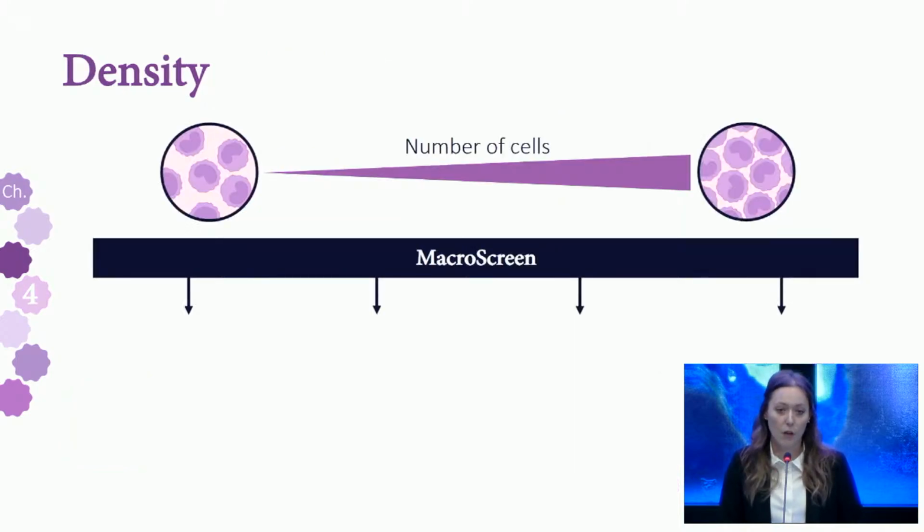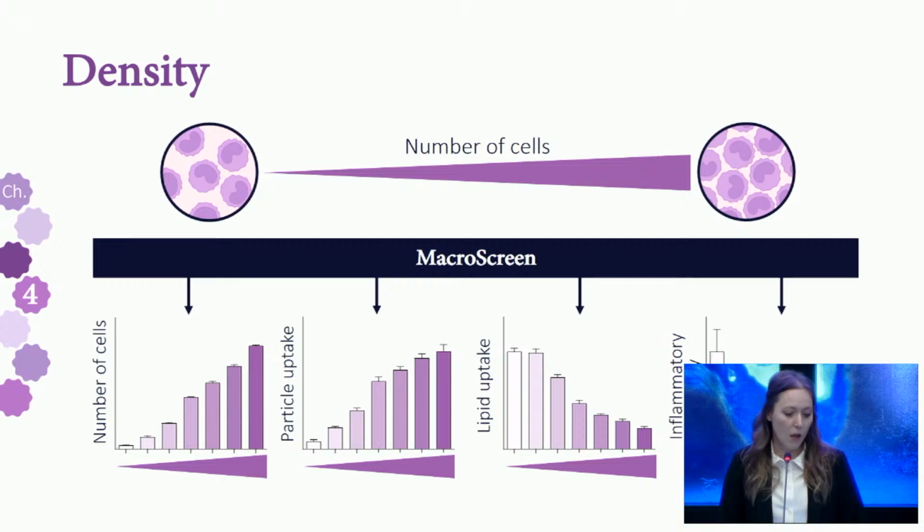In Chapter 4, we cultured macrophages at different densities, so a different number of cells. Then we assessed their function with the Macroscreen platform. We saw that with increasing density, we also had a higher number of cells, meaning our setup worked. With increasing density, we also had an increasing particle uptake, but a decrease in lipid uptake and inflammatory activity. This means that the density cells were cultured at influences the function.